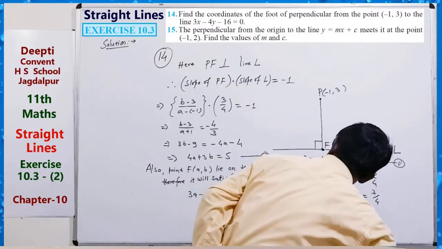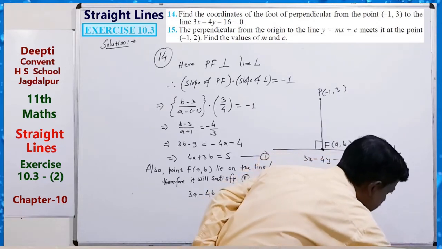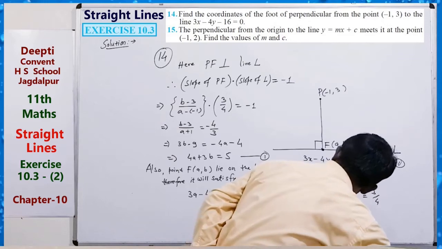Okay. So these are the equations: 4a plus 3b equals to 5, and 3a minus 4b equals to 16. Okay.